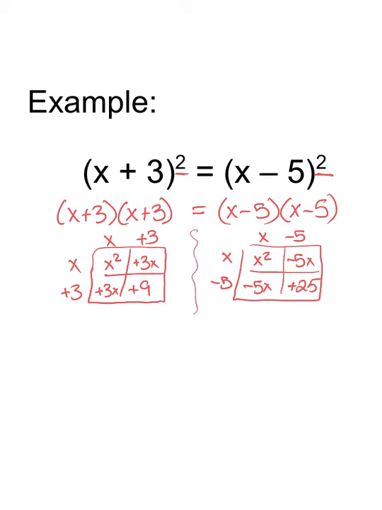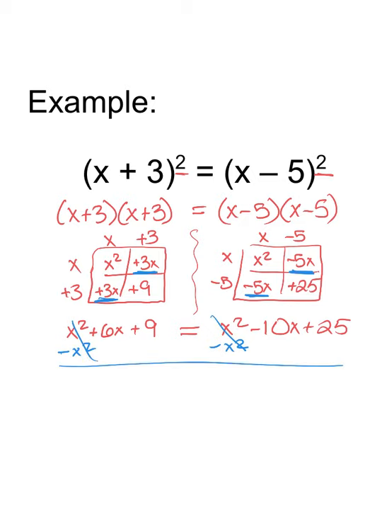If I finish multiplying on the left, I end up with x squared plus 6x, that's because I can add these two together, plus 9, equals, on the right side, x squared. Again, I can combine my x terms, so minus 10x plus 25. Again, I want to try and get my letters on one side and my numbers on the other. The first thing I would recommend, let's subtract x squared. Those happen to cancel. So now I have 6x plus 9 equals negative 10x plus 25. Make sure that you copy that sign down.